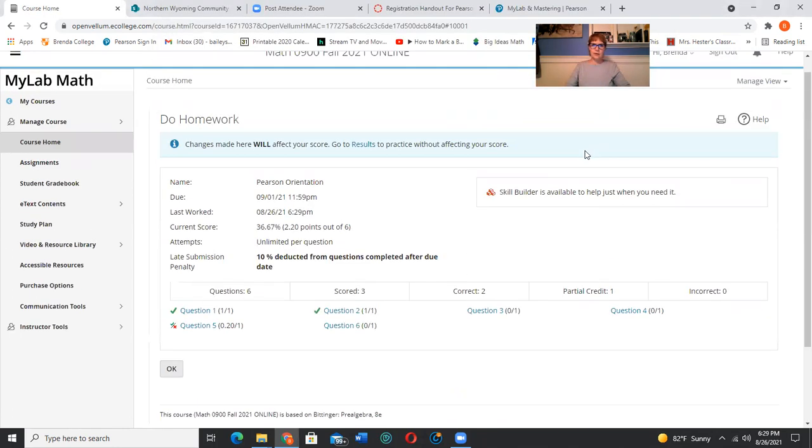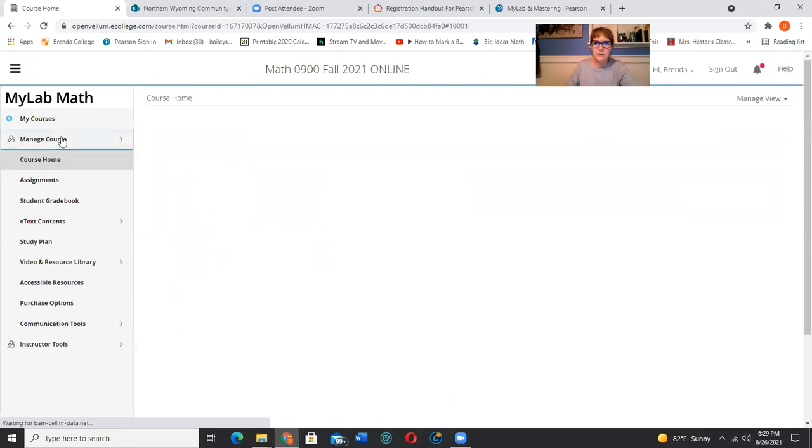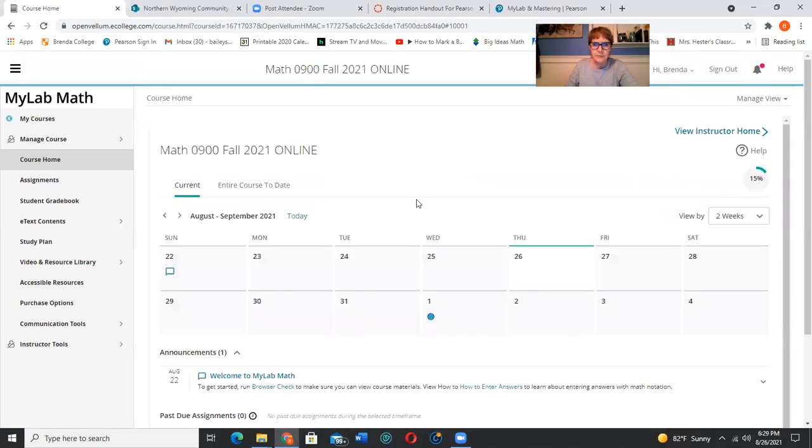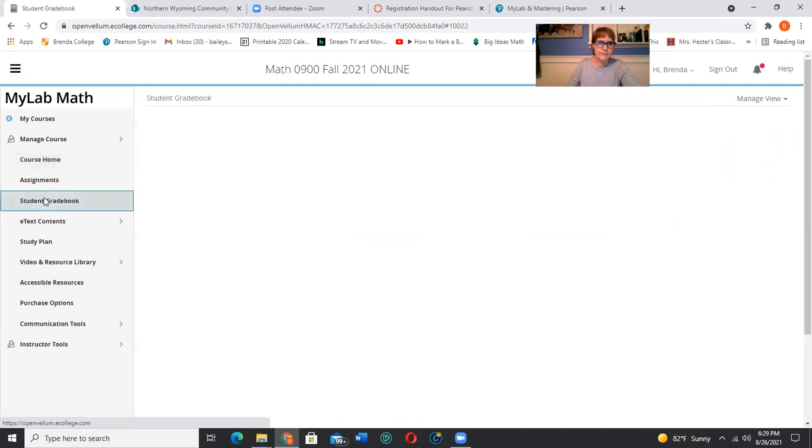Now, as far as your grade goes in the course, let's go back to the home. If you look over here on the right-hand side, this right here tells you the grade in the class. 15% is your grade. And that's up to date. As soon as you click something and you're done, it'll update it. When you take a test, it'll update it. Another place to check your grade is over here on this left-hand bar. You can go to Student Gradebook.